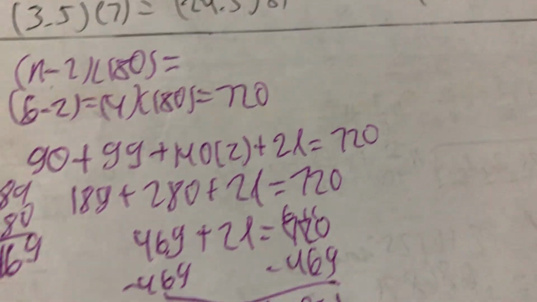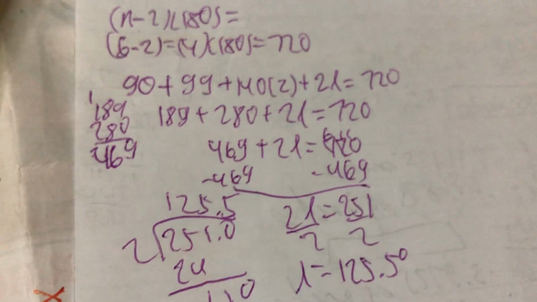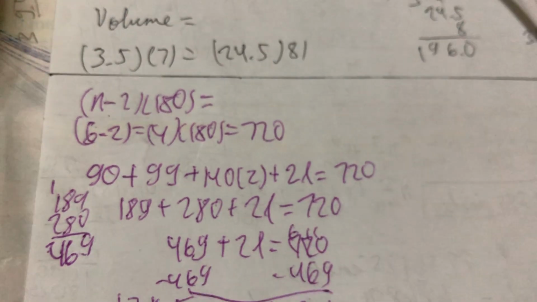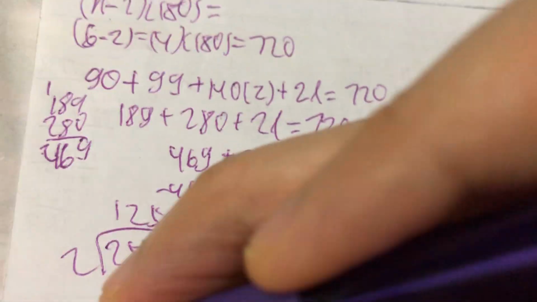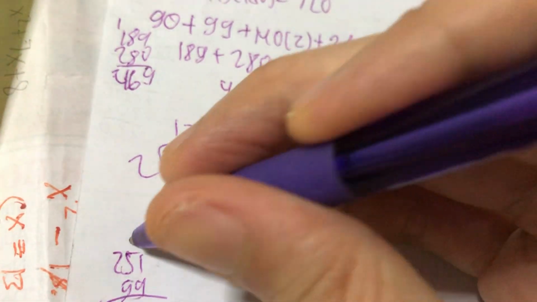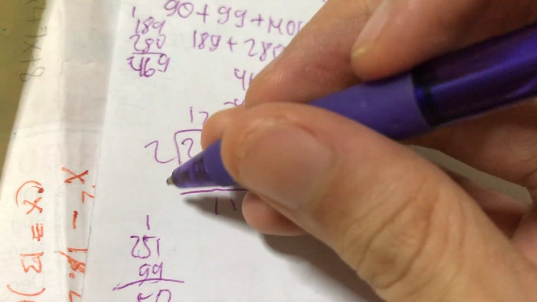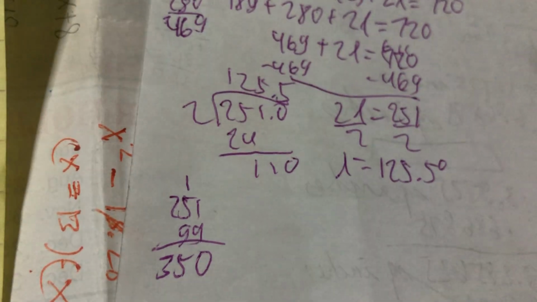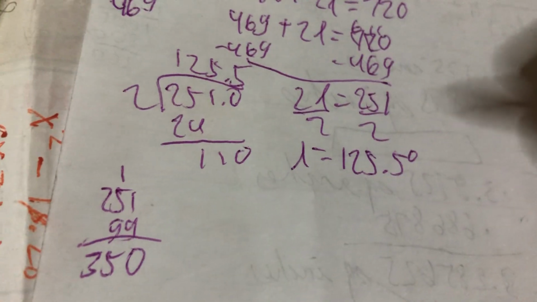But first, if you want to double check on your answer, you can. So this should be 251. So 99 plus 251, of course, that should be 350. 350 plus 90 equals 440.